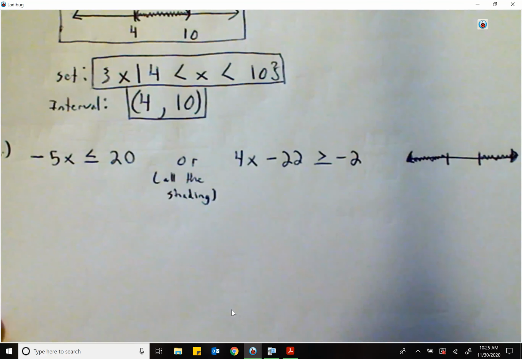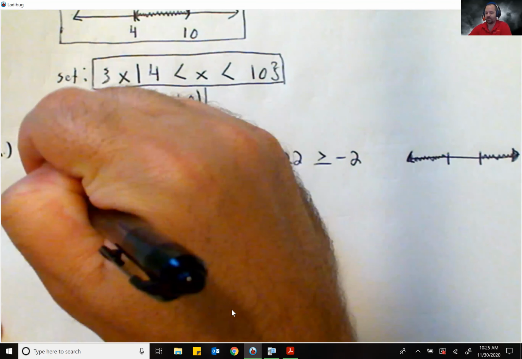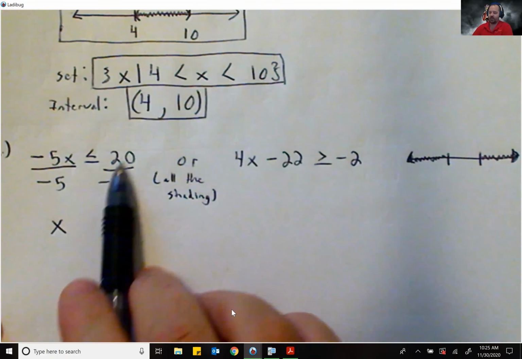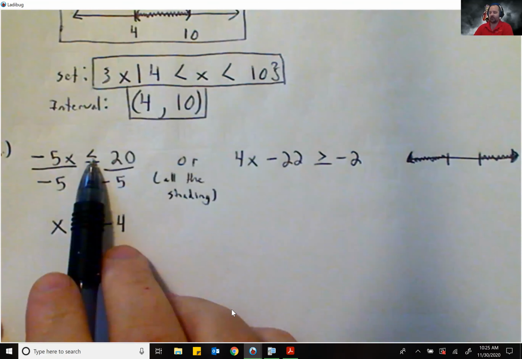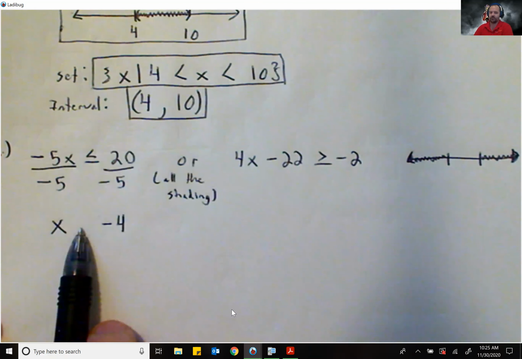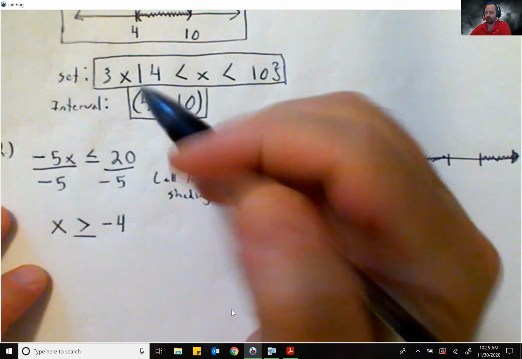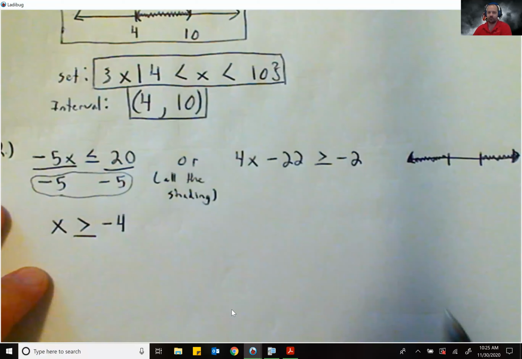Divided by -5. Yeah, you both got it. Divide by that negative 5. We get x, 20 divided by -5, is -4. Does it stay less than or equal to, or does it become greater than or equal to? It's greater than or equal to. It flips because right here, that bottom number is negative again.